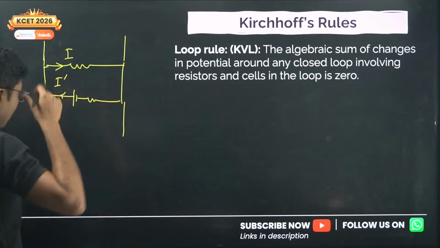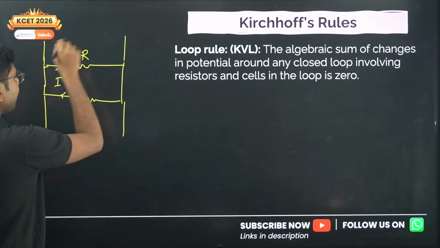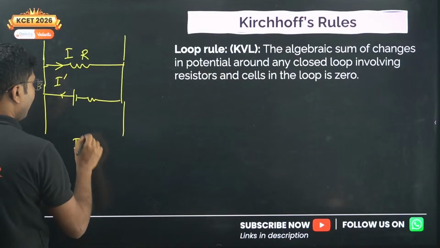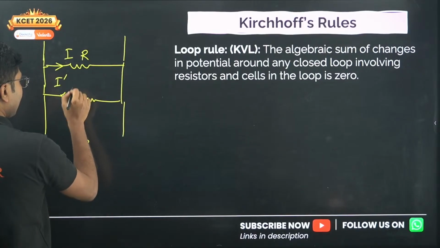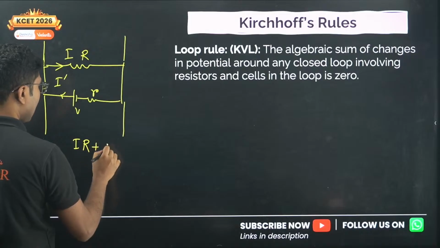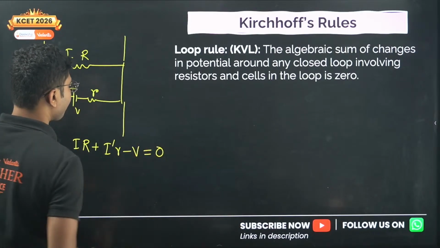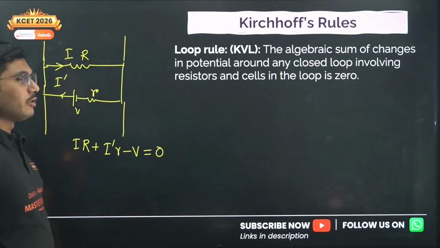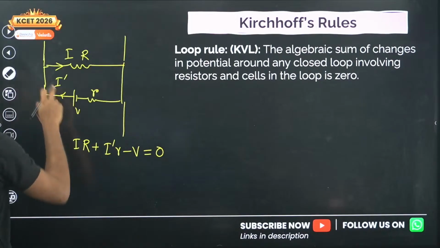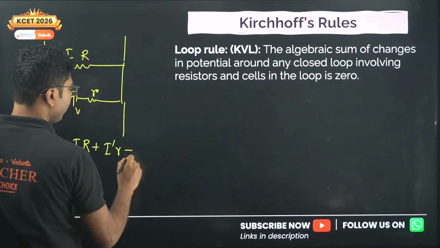Now according to Kirchhoff's law, if you take any closed loop, this is say V and this is say small r, then IR plus I dash R minus V should be equal to 0. Okay, now I generally do not recommend remembering the formula like this. I recommend that you should remember the formula not like this but as IR plus I dash R equals V.